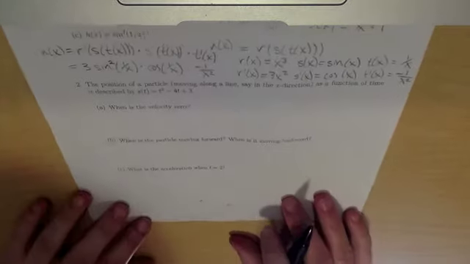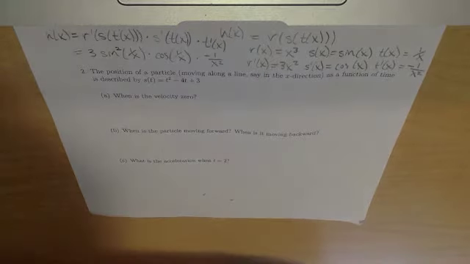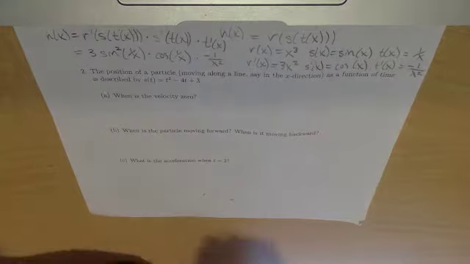Okay, now the second question says the position of a particle moving along a line, say in the x direction, as a function of time is described by the function s of t is equal to t squared minus 4t plus 3. They ask, when is the velocity 0?